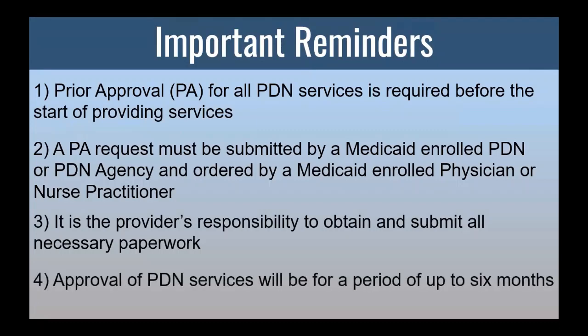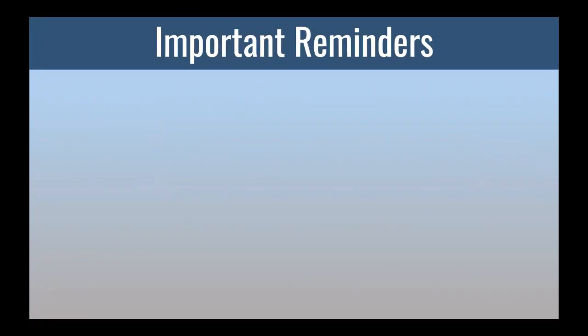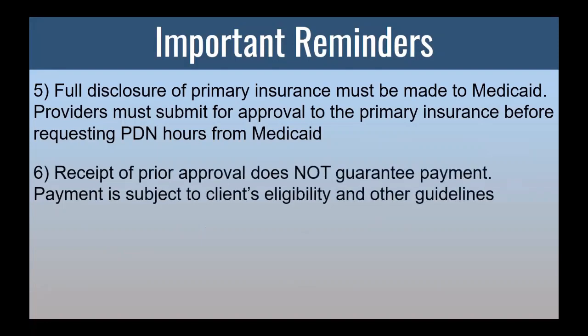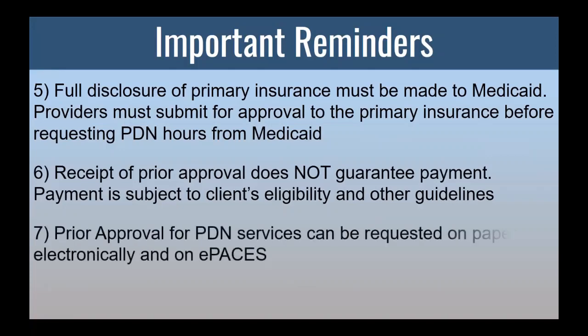Approval of PDN services will be for a period of up to 6 months. Full disclosure of primary insurance must be made to Medicaid. Providers must submit for approval to the primary insurance before requesting private duty nurse hours from Medicaid. Receipt of prior approval does not guarantee payment. Payment is subject to client's eligibility and other guidelines. Prior approval for private duty nurse services can be requested on paper, electronically, and on ePACES.